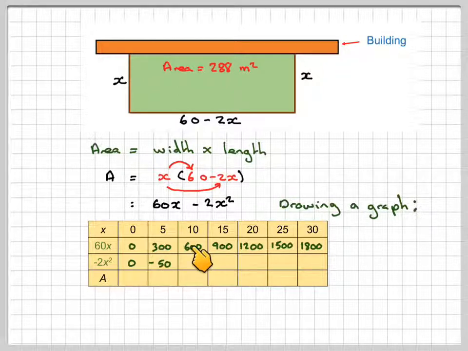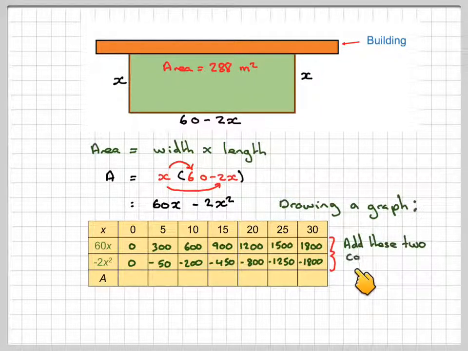Minus 2 times 10 squared, which gives me minus 200, minus 2 times 15 squared, which gives me minus 450, minus 2 times 20 squared, which gives me minus 800, minus 2 times 25 squared, which gives me minus 1250, and minus 2 times 30 squared, which gives me minus 1800. Now what we do is we add these two columns together.